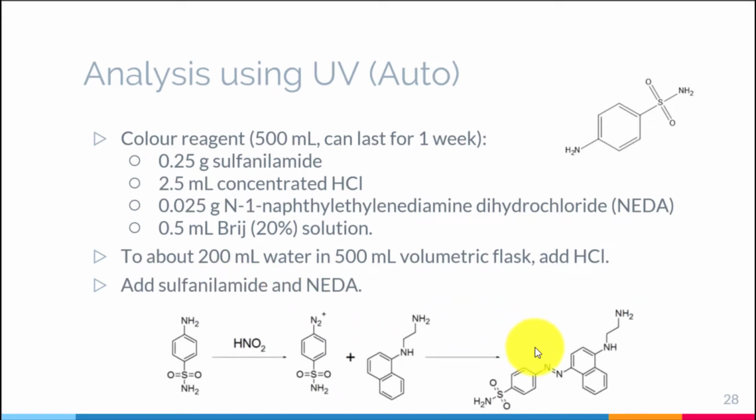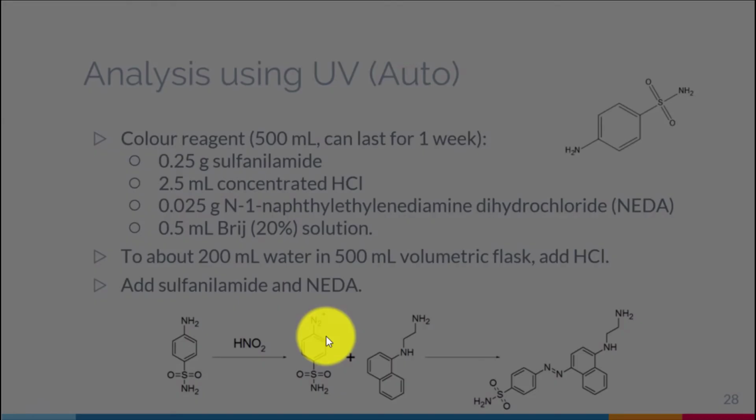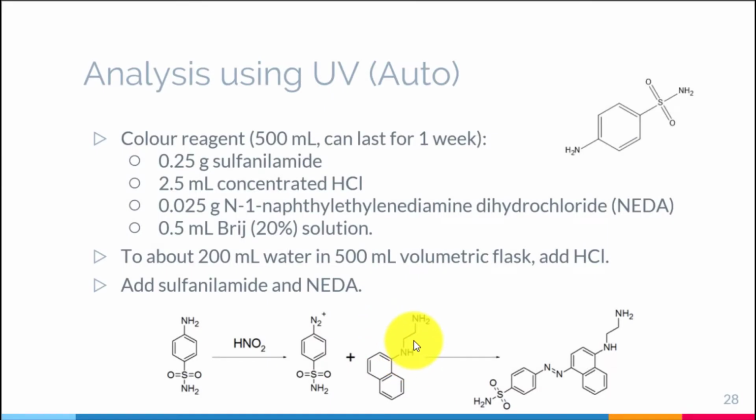When you add them together, what happens is we have an azo dye formation. In the first step, your sulfonamide reacts with an acid. You can use concentrated HCl or any oxidizing agent here. Then it loses the H, generating a very good electrophile, which is attacked by the naphthalene, NEDA here, and then they join to form this N=N double bond bridge. This highly conjugated pi system gives rise to a very nice color. I think it's pink to purple. Then you can use a UV detector to test.